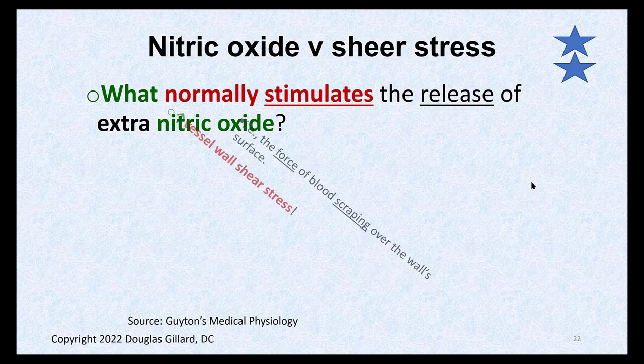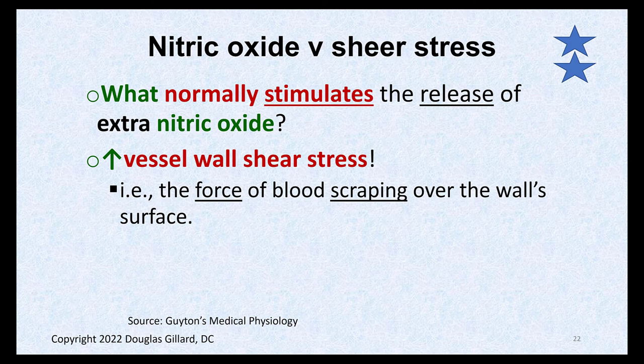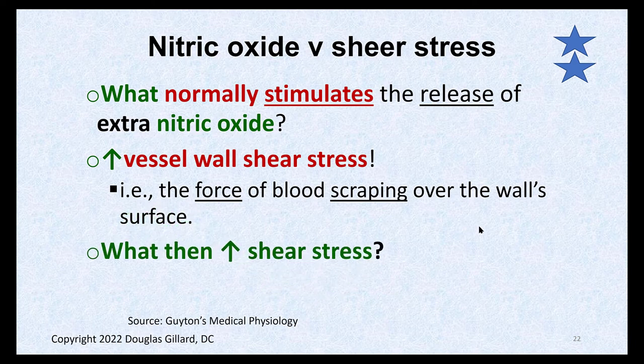It's actually the scraping of blood over the blood vessel walls. Who are the blood vessel walls? Well, those are the endothelial cells. So it's the flow of blood kind of scraping against the blood vessel walls that stimulates them to constantly release nitric oxide. The harder the blood scrapes over the walls of the artery, the more nitric oxide is released.